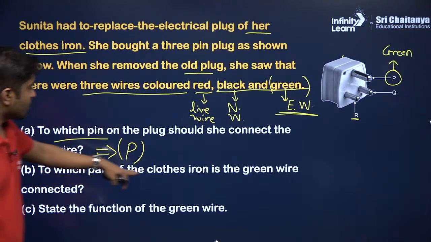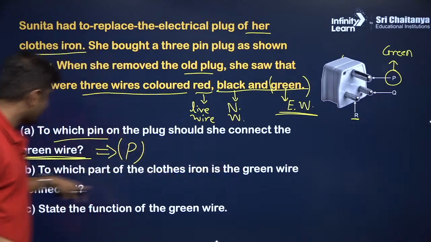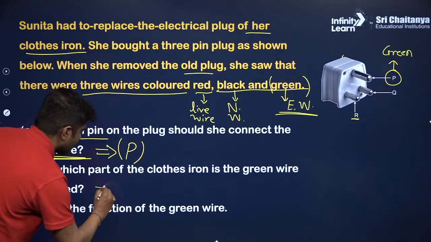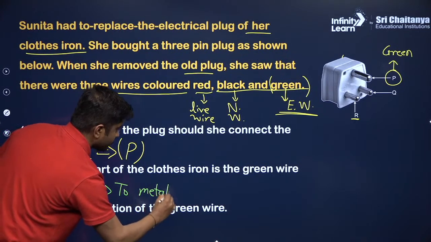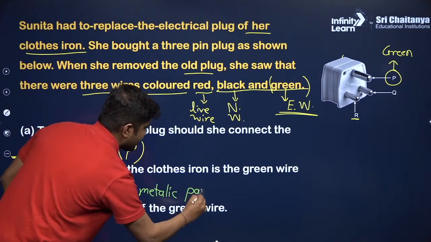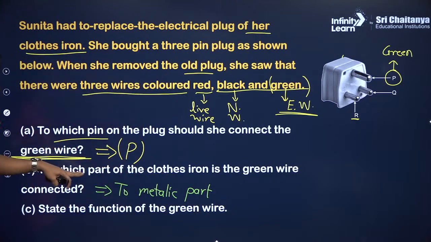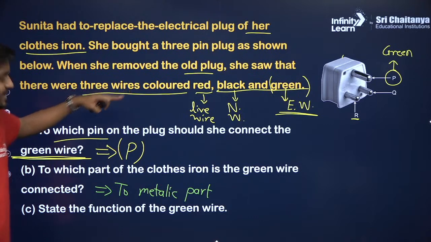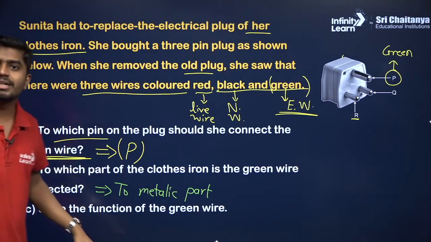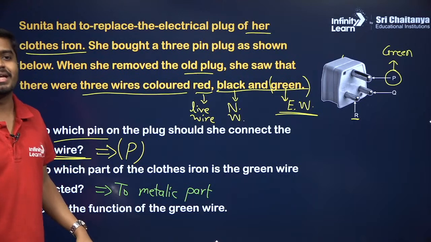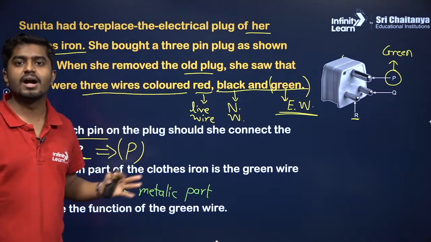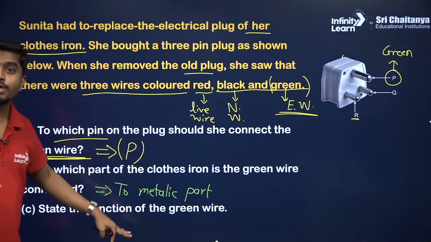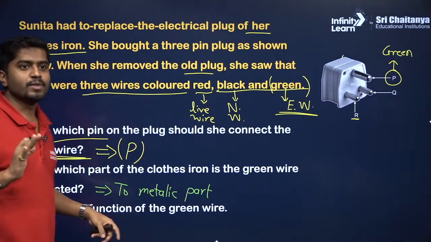So to which part of the clothes iron is the green wire connected? To the metallic part. That is the answer. You see, these are short answer type questions. Even though this is a paragraph or case study or competency based question, the questions are not difficult. So don't worry. Even if you feel something is completely different, you never heard about it, the questions are going to be easy. Trust me, okay?